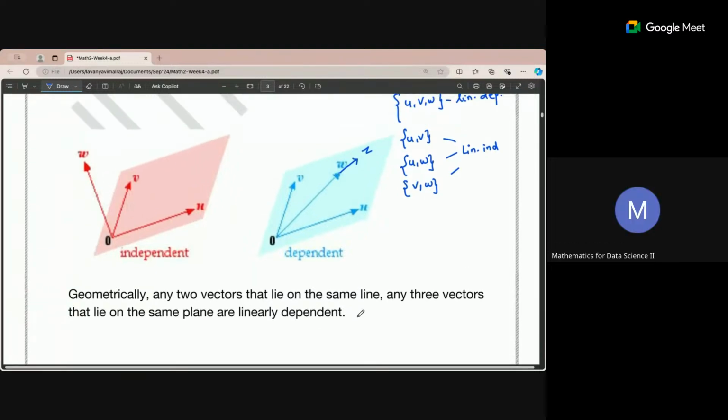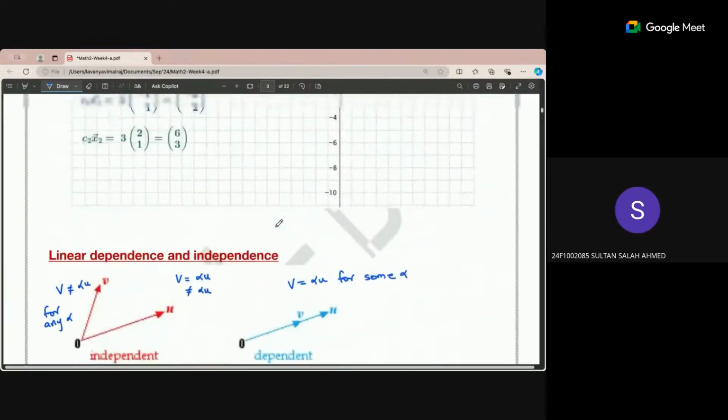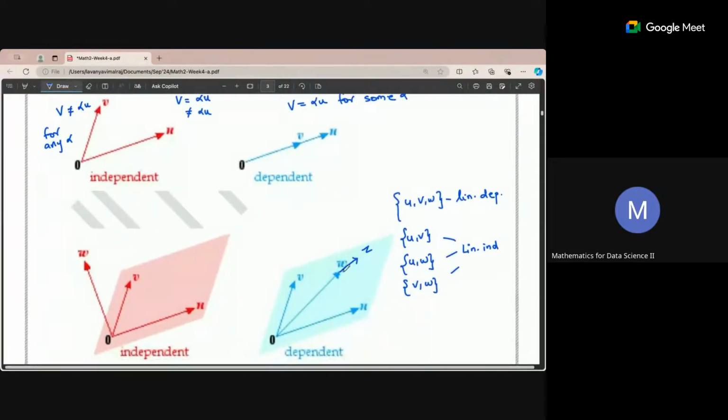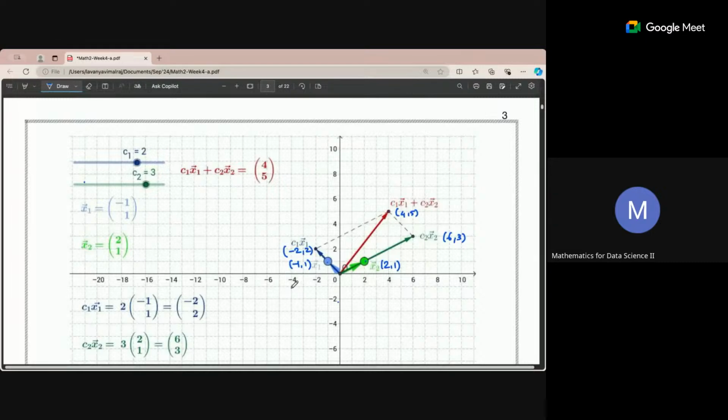Ma'am, I didn't understand this, the three component one, v, w, and u. Yes. See what happens here. You saw that now this is a third vector, right? 4 comma 5 is the third vector. So you can imagine like these are u, w, v. So these are these vectors now.